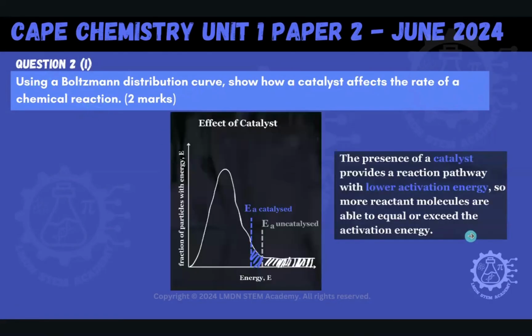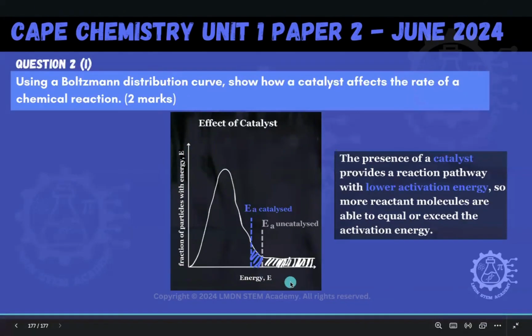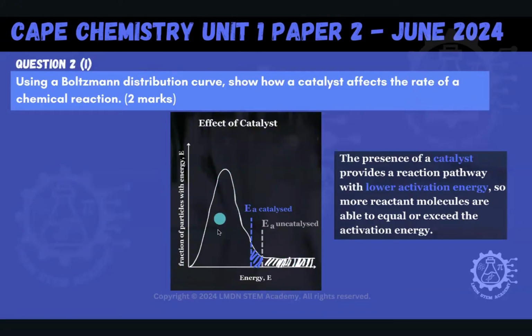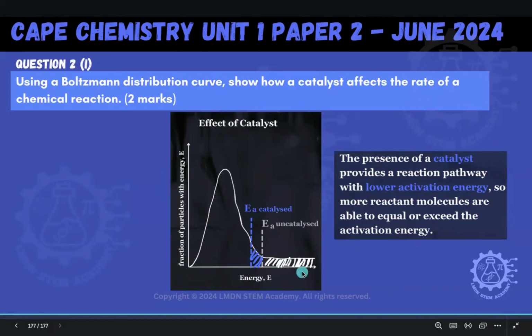Okay? So here we are, the effect of a catalyst on the rate of a reaction. Whenever we draw any Boltzmann distribution curve, on our y-axis, we're going to have the fraction of particles with a particular energy E, and then on the x-axis, we're going to have the energy E, right? This is the general shape of a Boltzmann distribution curve, right? And the area under the curve represents the fraction of particles that have a particular energy, right?